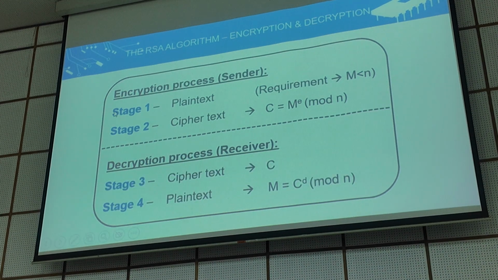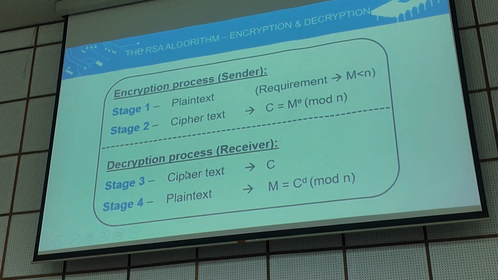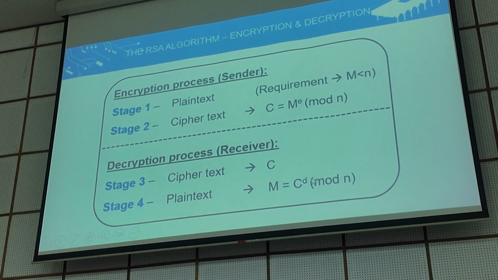The encryption converts the plain text to ciphertext. You use this formula: C equals M power E modulus N. Decryption converts the ciphertext to the plain text. The formula is M equals C power D modulus N.